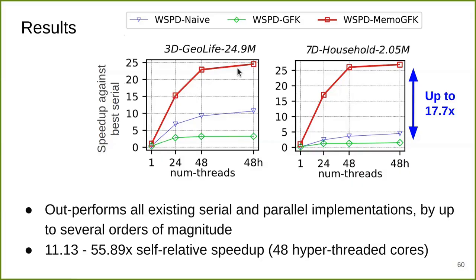As we can see here, the red line is highest among all lines, and this corresponds to our best method, WSPD memo GFK. It is up to 17.7 times faster than the other baseline methods running on all the threads. We also compared with other people's implementations in previous papers, and we outperform all existing serial and parallel implementations by up to several orders of magnitude. On 48 hyperthreaded cores, we achieved 11 to 50 times self-relative speedup.